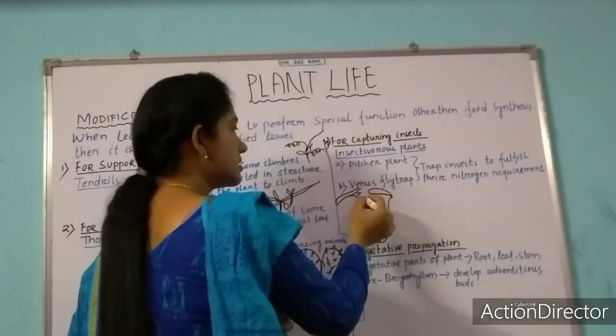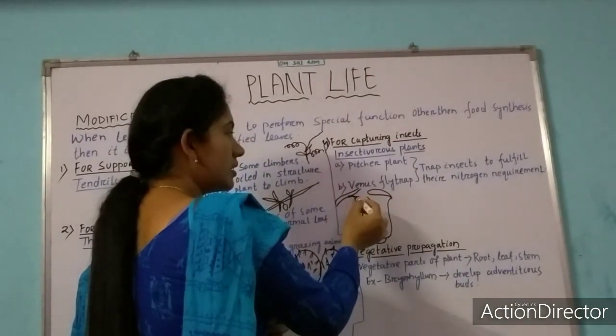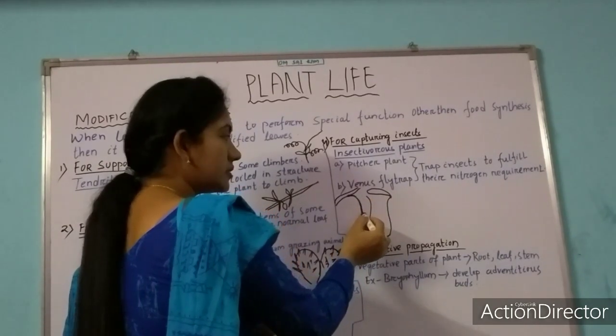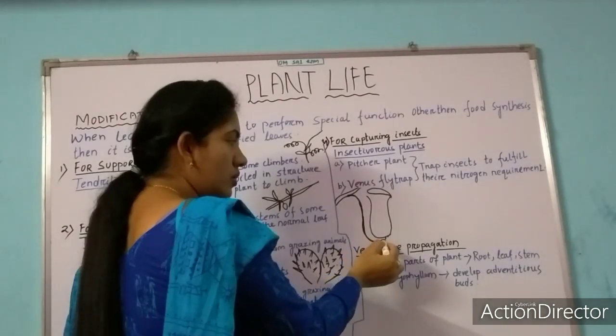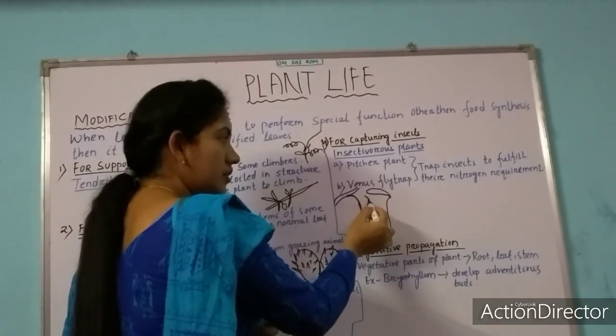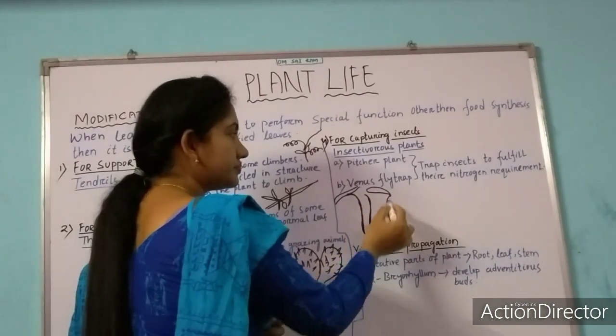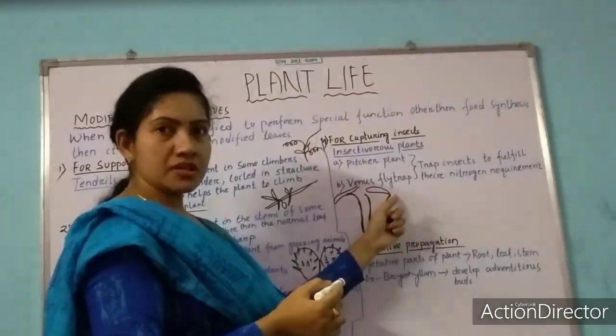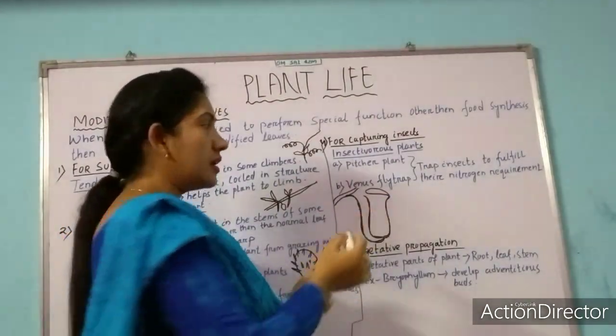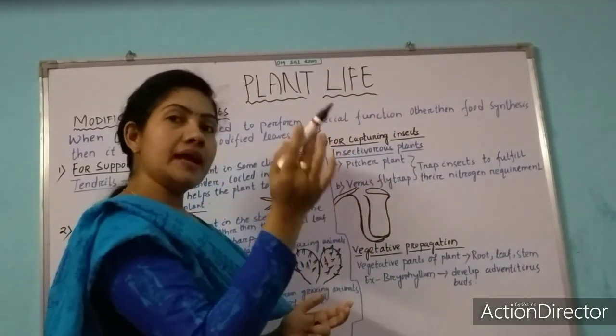Okay, so this is the stem. From here, the leaf started. This is also part of the leaf. It holds the pitcher. This is the pitcher, and you can see at the apex, the top of the pitcher, there is a lid to open and close.